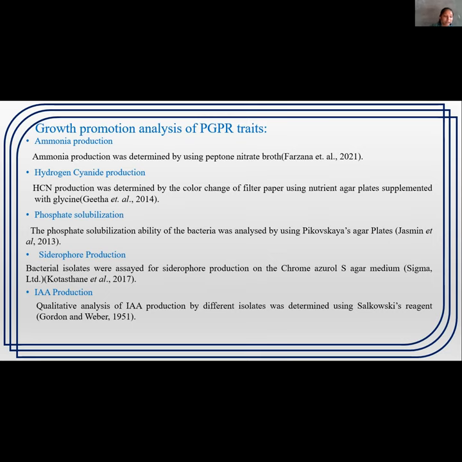Hydrogen cyanide production was determined by the color change of filter paper using nutrient agar plates. The bacterial culture was inoculated on a nutrient agar plate supplemented with glycine, and filter paper soaked in sodium carbonate and picric acid was placed on the upper lid of the petri plate and sealed with paraffin. After that, the color change was observed. Phosphorus solubilization ability of the bacteria was analyzed using Pikovskaya agar plates.